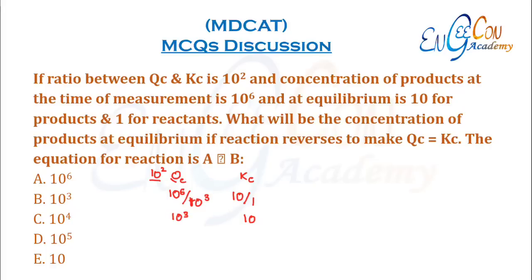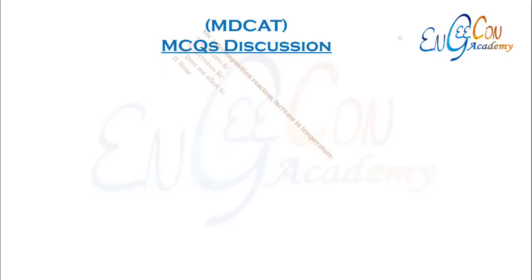So this is Qc. Now, what will be the concentration of products at equilibrium if the reaction reverses to make Qc equal to Kc? The number of moles are the same on both sides. Qc is equal to 10 raised to the power 6 divided by 10 raised to the power 3, and to make it equal to Kc, which means equal to 10, we will decrease the products by 1 and increase the reactants by 1. So this is the concentration of products and reactants. So 10 raised to the power 5 is the correct answer.